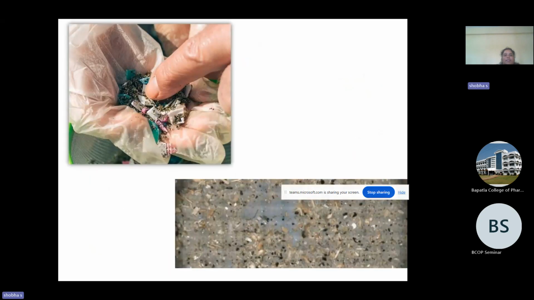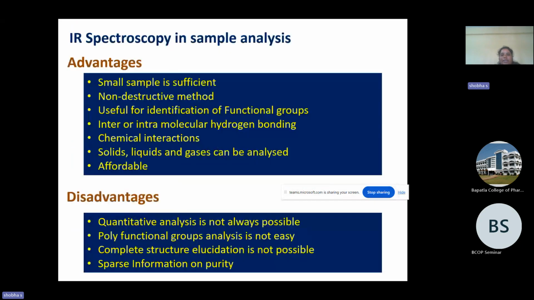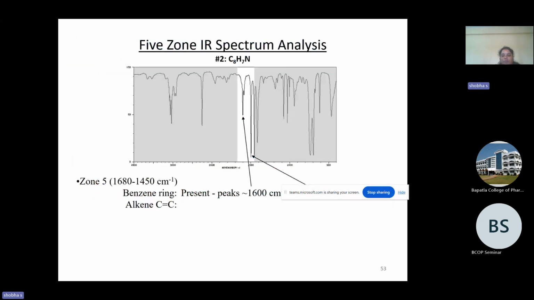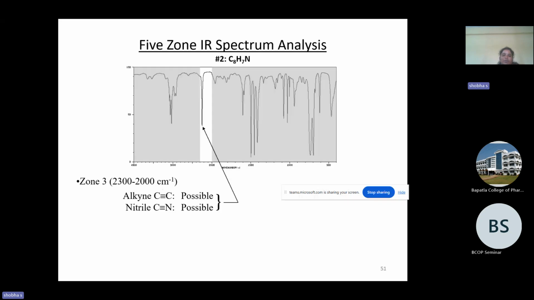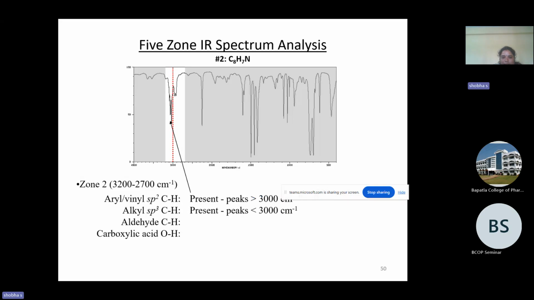I think this is completed. In case of zone analysis, please look after these things and learn properly. That will give you more information, and in case of GPAT also, we can shortly answer the questions.